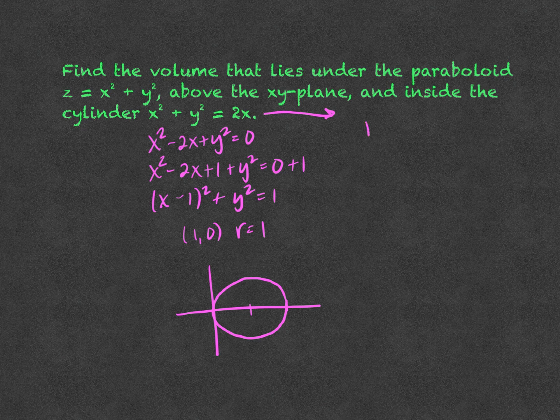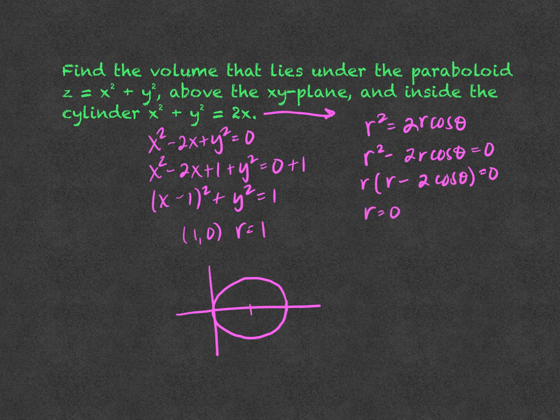So let's pause here for a minute and think about the fact that we have this equation, and x squared plus y squared equals r squared, and then we have 2 times x, which is r cosine theta. Now you never divide by your variable, so let's subtract them to the same side. So we have r squared minus 2r cosine theta equals 0. Factor the r, so we get r times (r minus 2 cosine theta) equals 0. So r equals 0 and r equals 2 cosine theta. So those are our bounds for r.